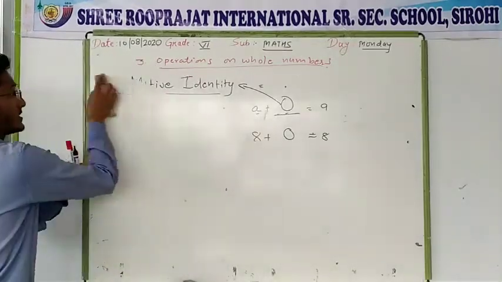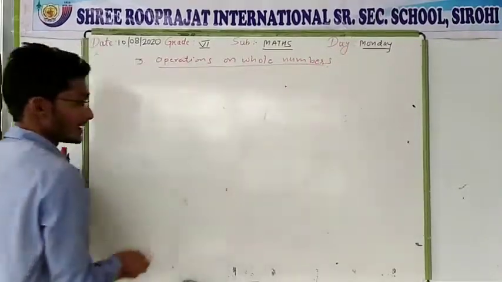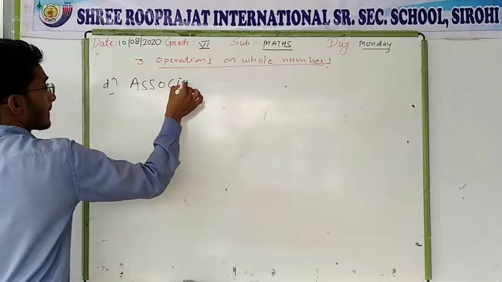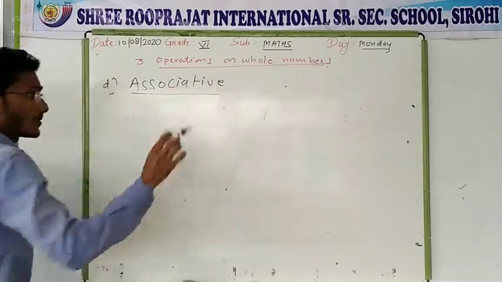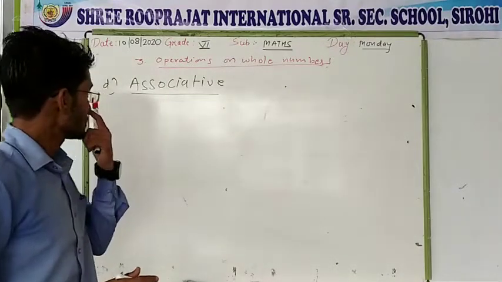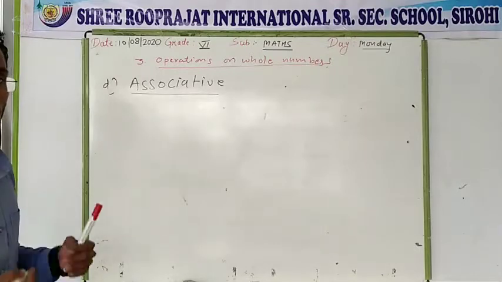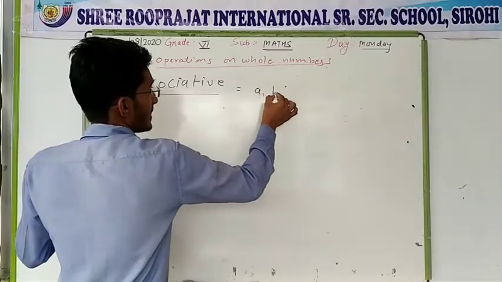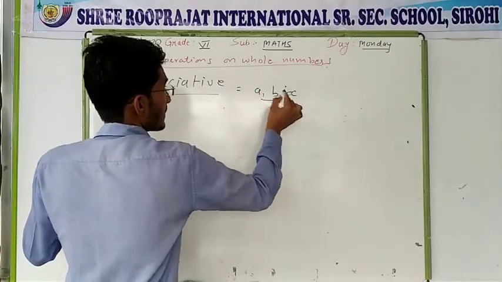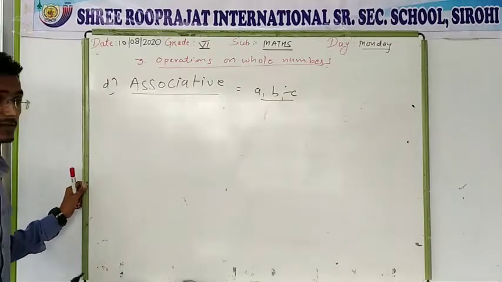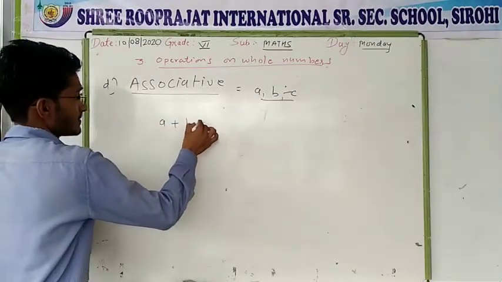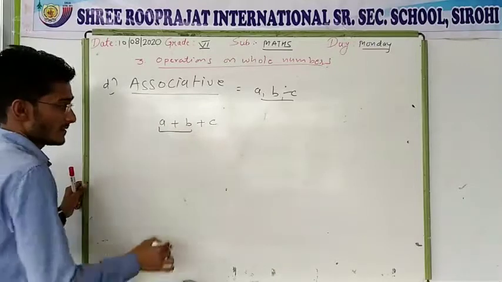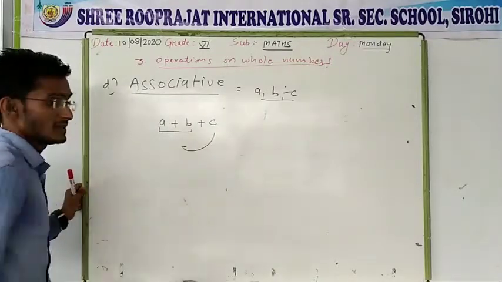Okay? Next one is the associative property. The associative property is just like the commutative property. In the commutative property, there are two whole numbers. In the associative property, there are three, or more than three numbers. Suppose there are three whole numbers A, B and C. Now we have to add the three whole numbers, A plus B plus C. If we want to add, what can we do? First of all, we can add A plus B, and then we add C to that result.